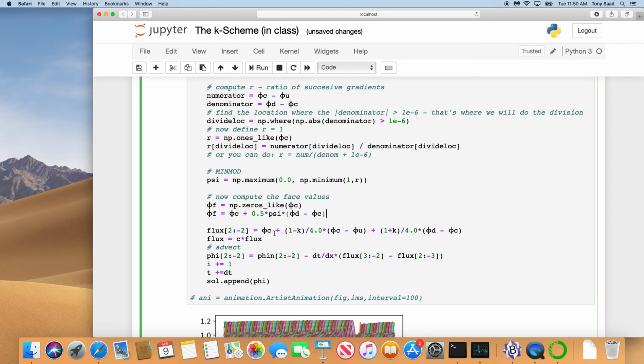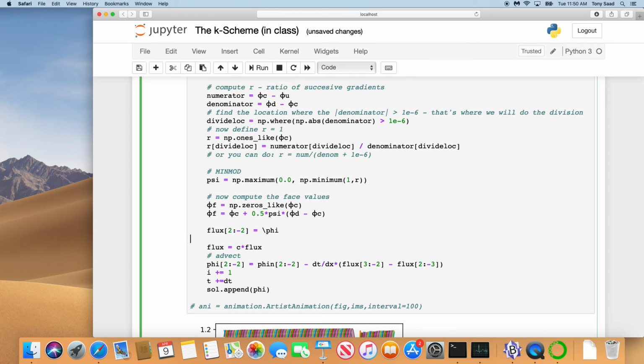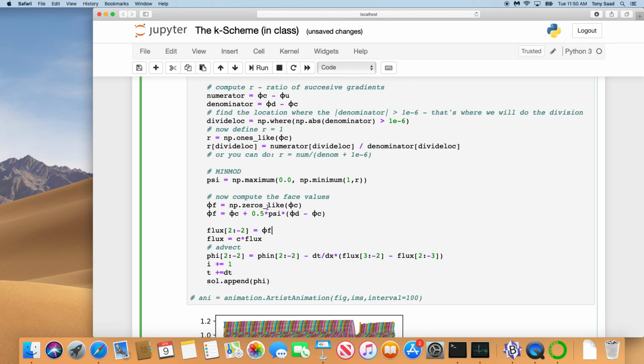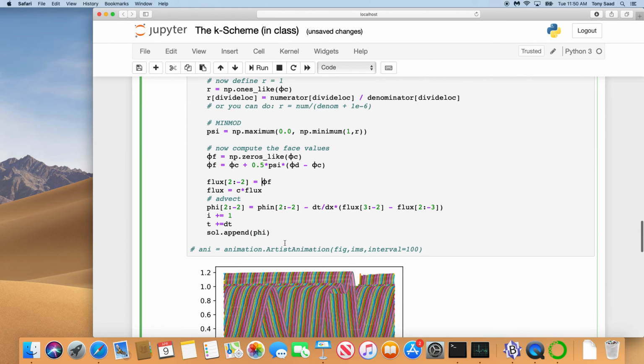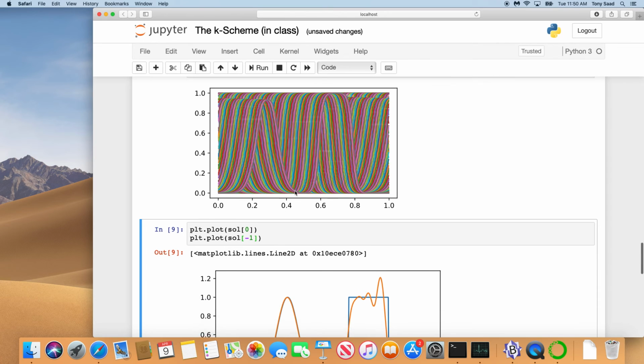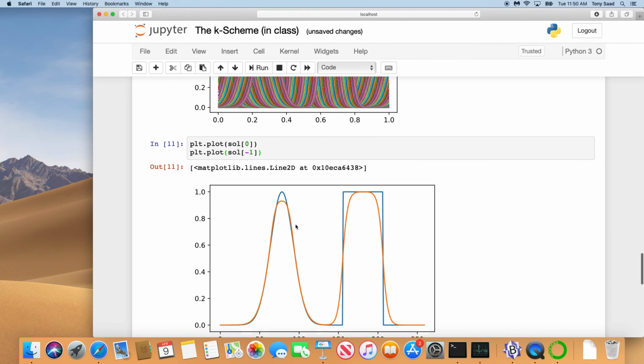Now for the flux, it's essentially just phi f, right? Or c times phi f. But what I'm doing here is setting the values on the interior faces and then multiplying C by the flux to make sure everything outside is 0. It's just a silly way of doing it, but that's it. Okay, so let's see what happens. Let's run this again. Okay, look at that.